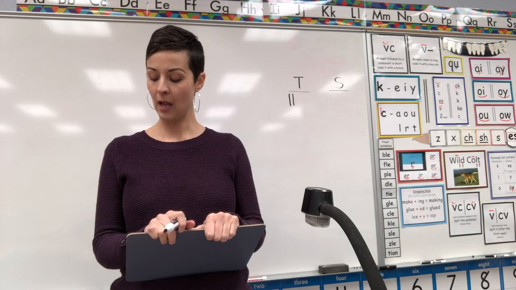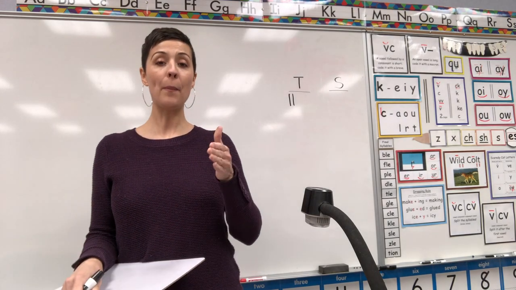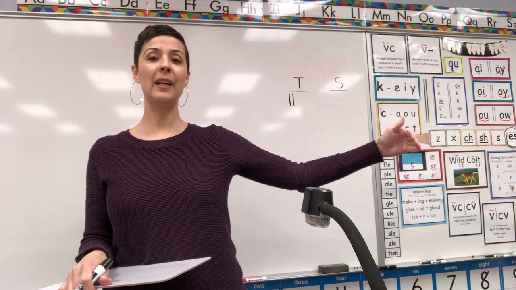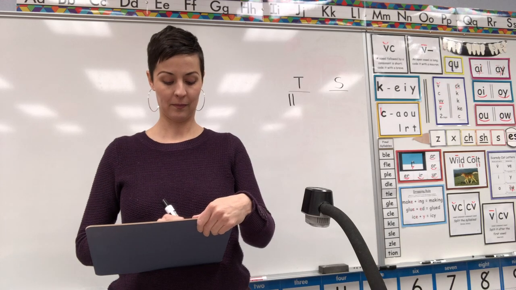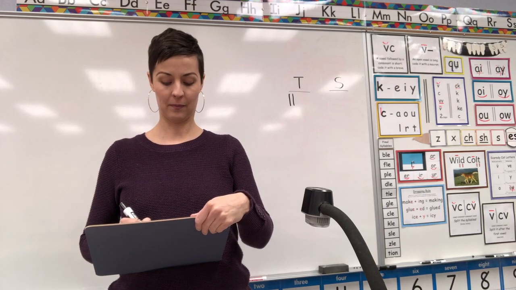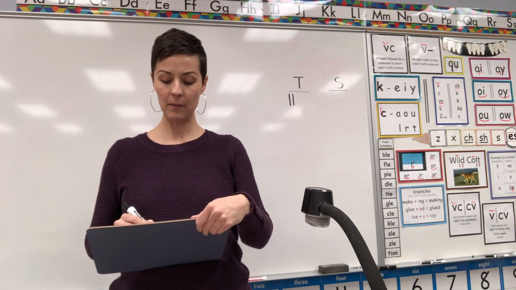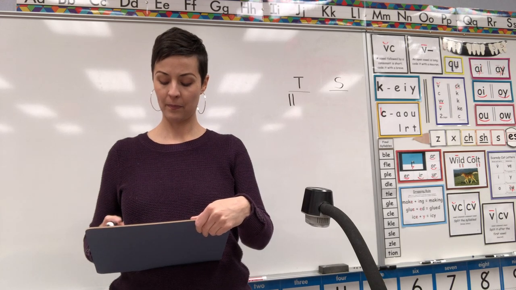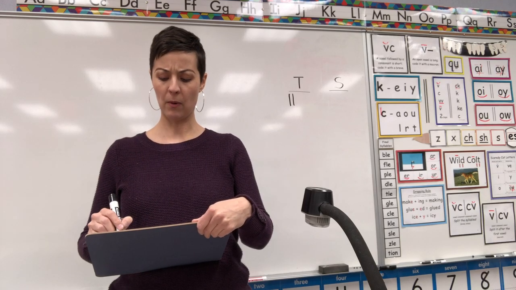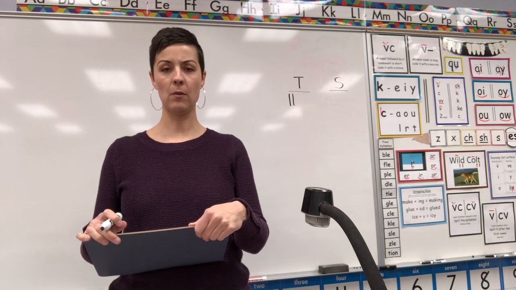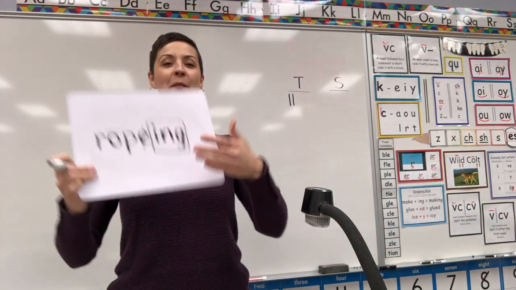Next word. Tell me the root word and suffix in roping. Root word suffix, roping is rope-ing. Root word is rope. Add your suffix, rope-ing. And remember, it has to be coded to get the point. Wait, why am I helping you? I shouldn't be helping you. I want to win. Roping. Okay, time's up. Check it.